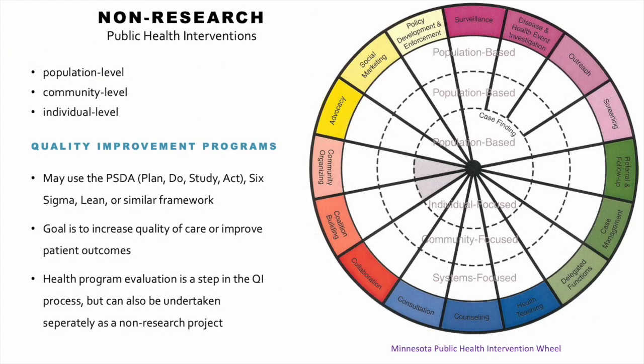The main difference between research and non-research lies in the primary intent of the activity. The intent of research is to generate or contribute to generalizable knowledge. The primary intent of non-research in public health is to prevent or control disease or injury and improve health, or to improve a public health program or service.